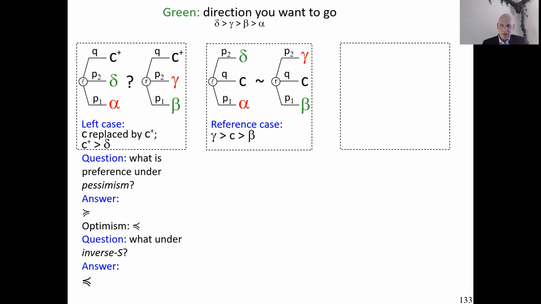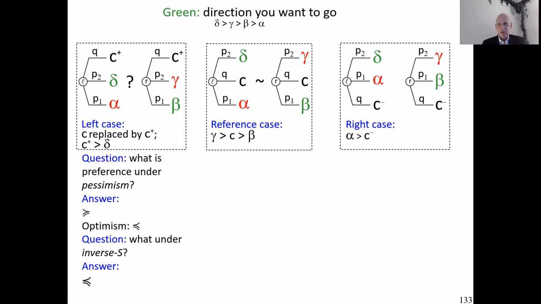Now we go to another situation, the right case, and again we have these lotteries, but now the common outcome is changed into a very bad common outcome. It's worse than all the others. It's worse than the smallest of the others, than alpha. So now I depict the branch at the bottom, and here are the other outcomes. Then you can do similar reasoning. Question: what will the preference be if your decision maker is a pessimist? So you pause the video and you do the reasoning.